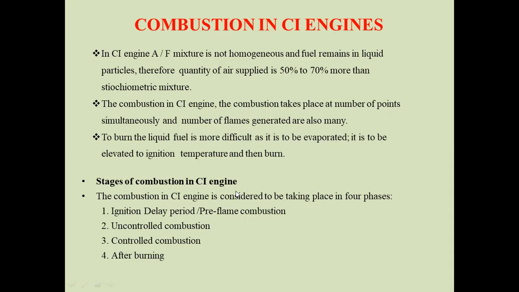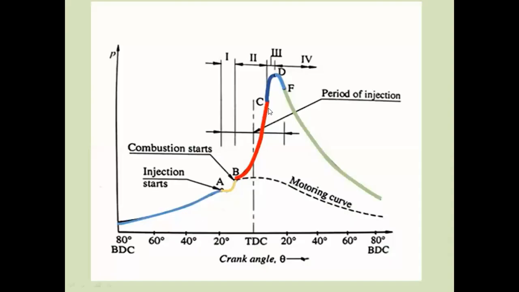Generally, in the CI engine there are four stages of combustion. The first period is the ignition delay period or free flame combustion. The second is uncontrolled combustion. The third is controlled combustion. The fourth is the after burning period. You can see this image. In this figure, the x-axis is the crank angle, theta, and the y-axis is the pressure. So this graph is a p-theta diagram. I already told you about the four-stroke CI engine: suction, compression, combustion, expansion and exhaust. From this slide we discuss only the combustion.